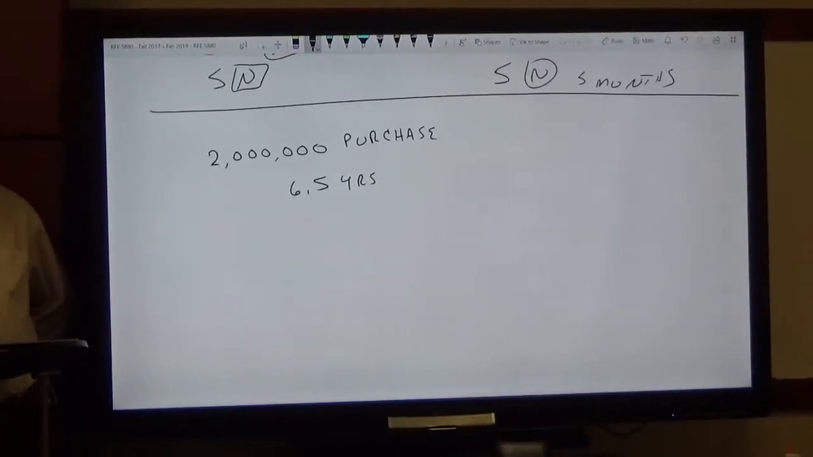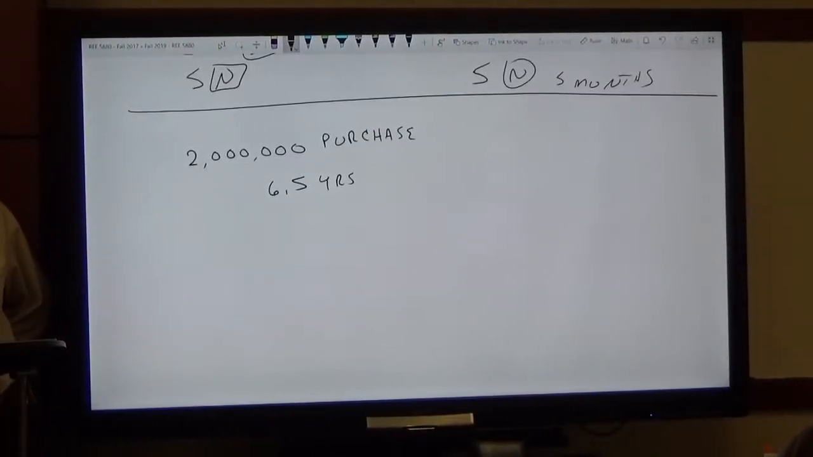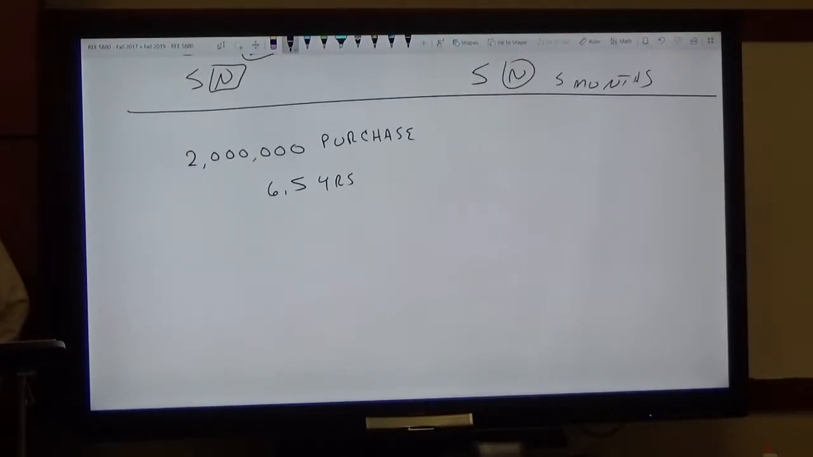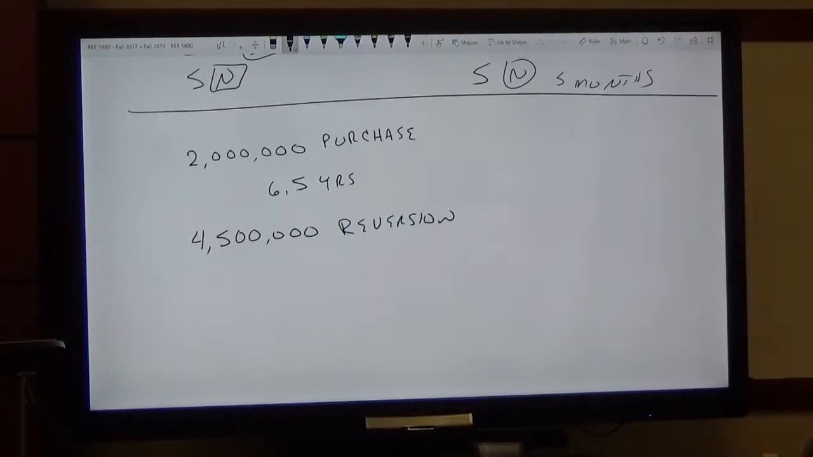All right, what are we going to sell it for at the end of that 6.5 years, or what do we expect to sell it for? Oh, come on, that's a ridiculous price appreciation. Give me something realistic. 4.5. That's still a little high, but okay, fine. You guys are the supreme optimists. All right, so that's our reversion. And what about our operating cash flows? So once again, that's the purchase price, that's the sale, that's the holding period.